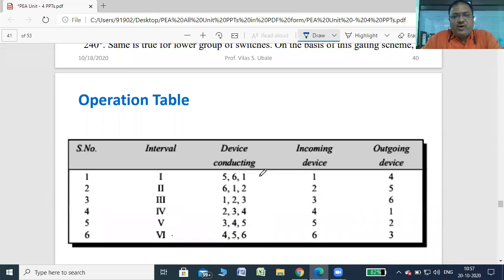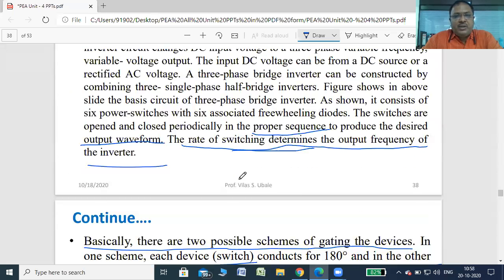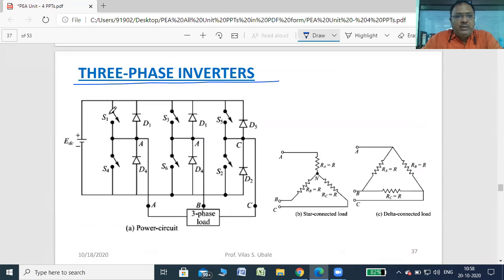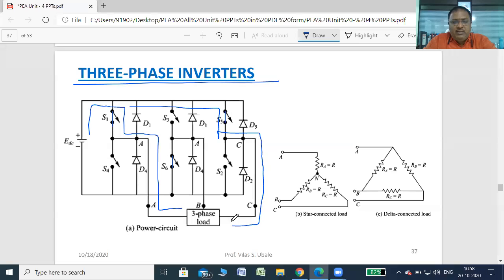So we'll see the first case, 5, 6, 1. Just see the diagram. 1 is upper arm, 5 is upper arm, and 6 is lower arm. So these are the 3 switches turned on, right? So what happens is, from this DC source, current starts to flow through S1, then A, and then it goes to phase A. Similarly, the same positive voltage flows through switch 5, then C, and then this one. So at this time, phase A is positive and phase C is also positive.